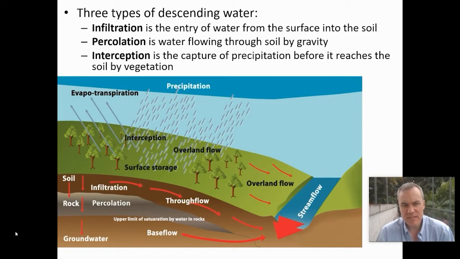And finally, interception. That's when water is intercepted. It's blocked by something else, the vegetation on the top layer, from entering the soil. Okay, so that could be from the leaves. If you have a rainforest, you have lots of leaves and branches, and those stems and stuff, they block the water so it can't infiltrate.